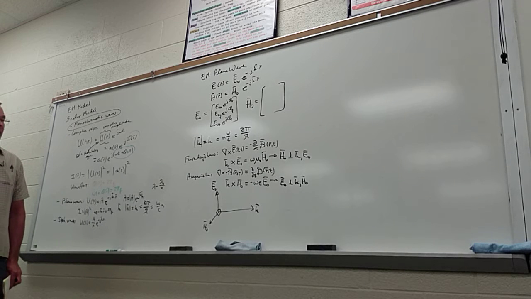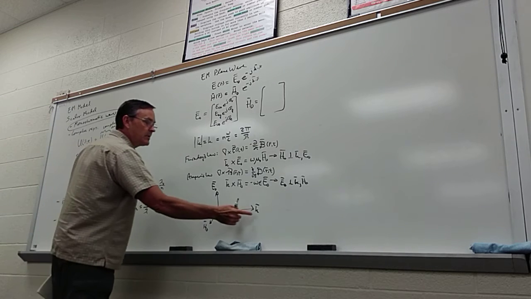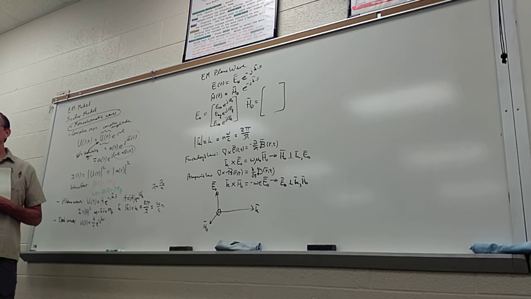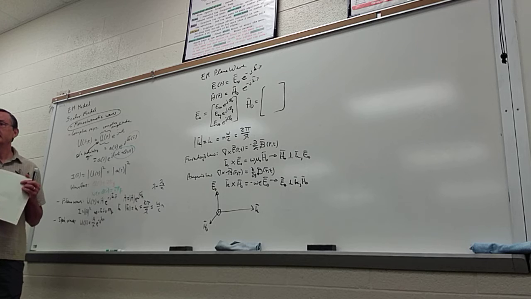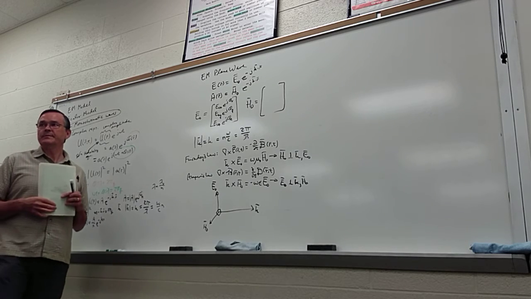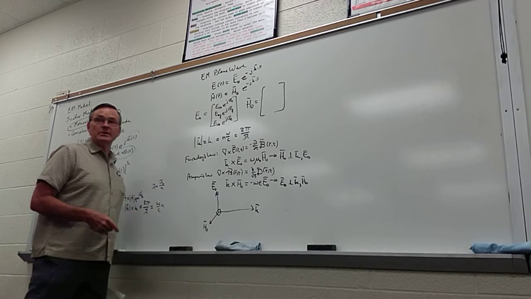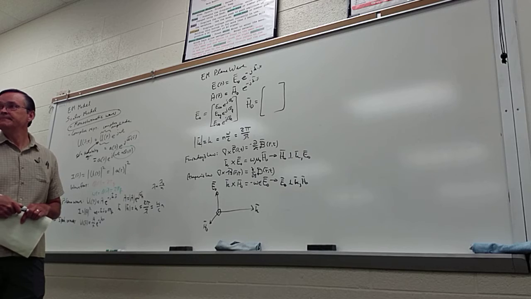Okay. And what does the wave vector represent again? What pieces of information does it have? Direction and a magnitude, which is the wave number. So direction is what? Direction of propagation of the plane wave. So the electric field and the magnetic field are orthogonal to the direction of propagation of the plane wave.